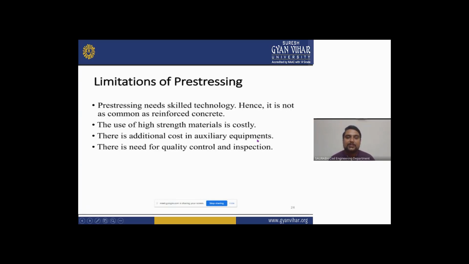Now we will see the limitations of pre-stressing. There are also many limitations of pre-stressing. Pre-stressing needs skilled technology, hence it is not as common as reinforced concrete. The use of high strength material is costly. There is additional cost in the auxiliary equipment. There is a need for quality control and inspection.